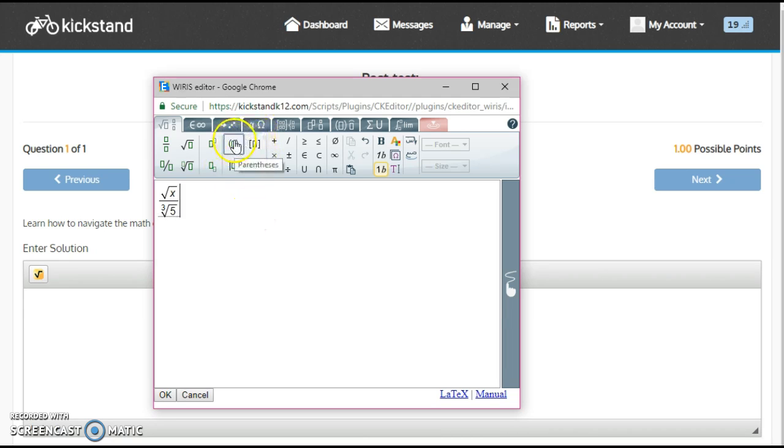We have multiple options for brackets. You'll see regular parentheses, absolute value, these square brackets, which you'll start using a lot as we use interval notation, and then curly brackets. We have our exponent function here, and then we have a subscript function.